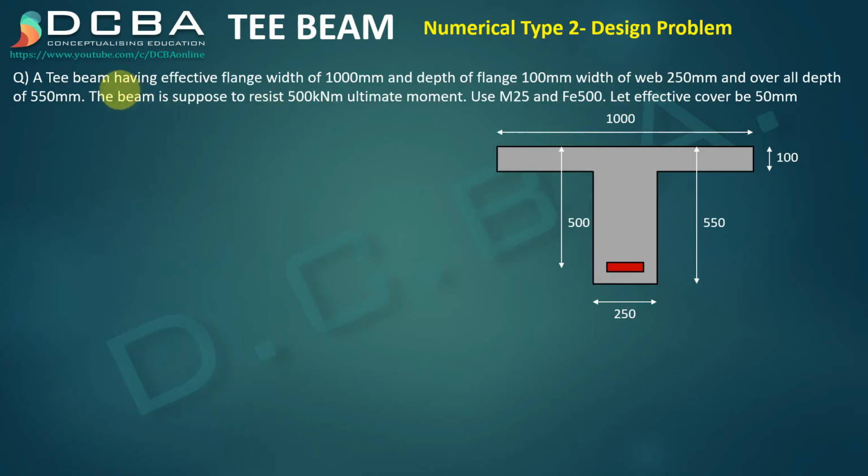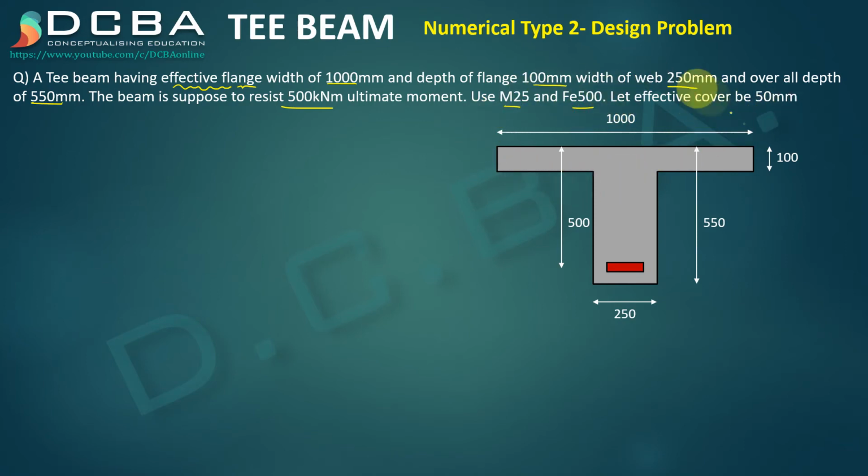So what is given to us is a T-beam having effective flange width of 1000 mm. Again, effective flange width is given, so you need not find it using any other formula. Depth of flange is 100 mm, width of web 250 mm and overall depth of 550 mm. The beam is supposed to resist 500 kilonewton meter ultimate moment. So instead of giving the load, they have directly given the ultimate moment. Use M25 Fe500. Let effective cover be 50 mm.